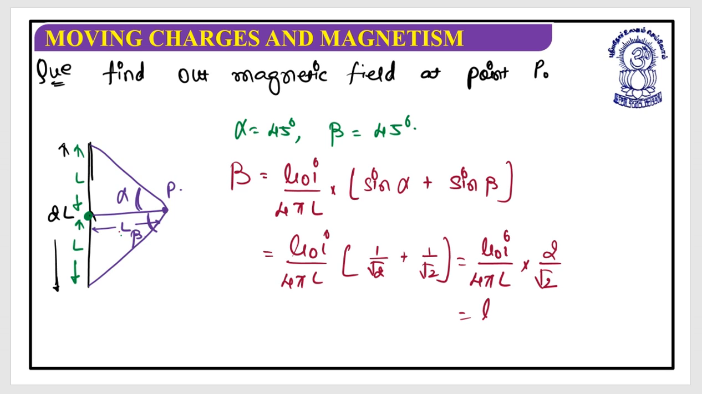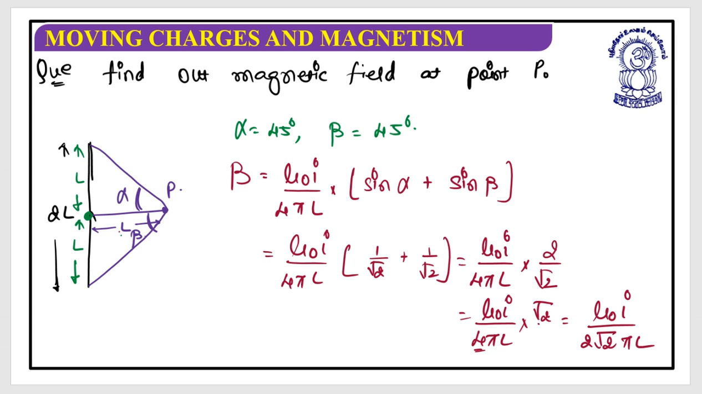That equals mu naught I by 4 pi L multiplied by 2 by root 2. So this is mu naught I by 2, this is 4, this is root 2, so this is 2 root 2. That should be mu naught I over 2 root 2 pi L. That's it. You did it.